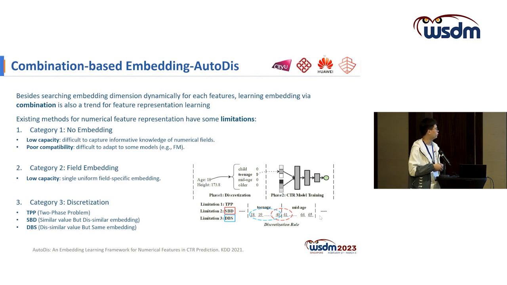And the last one is discretization, which is one of the most important and popular methods. It converts the original numerical feature into a categorical one by some predefined discretization rule or some pretrained models. However, it also suffers from some disadvantages. The first one is the two-phase problem, because the discretization process cannot be optimized with the model training process. Besides, it also suffers from the SBD and the DBS problem.